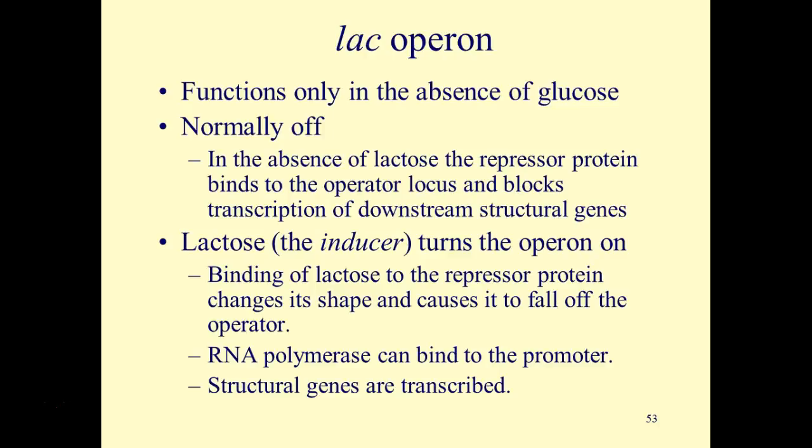If lactose is available, that's the inducer molecule, it's going to turn the operon on by binding to the repressor protein. When lactose binds to the repressor protein, it changes its shape and causes it to fall off the operator. This repressor protein now falls off the DNA. RNA polymerase can bind to the promoter region, and the structural genes all can be transcribed. The structural genes will be transcribed to those 3 proteins I talked about, and then more lactose can be brought into the cell, and lactose can be degraded.